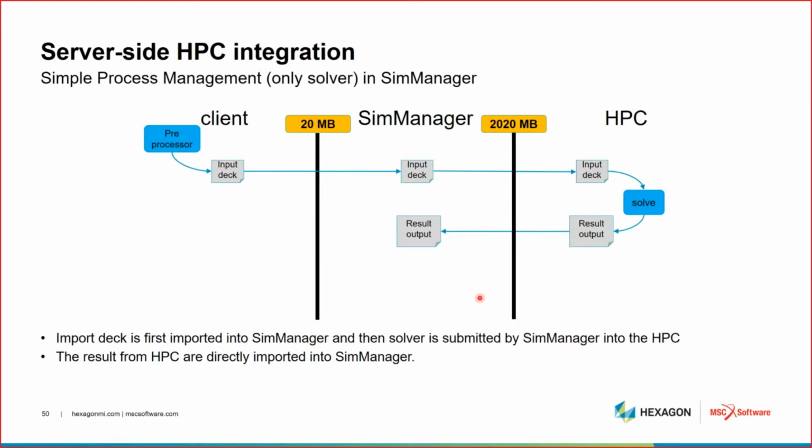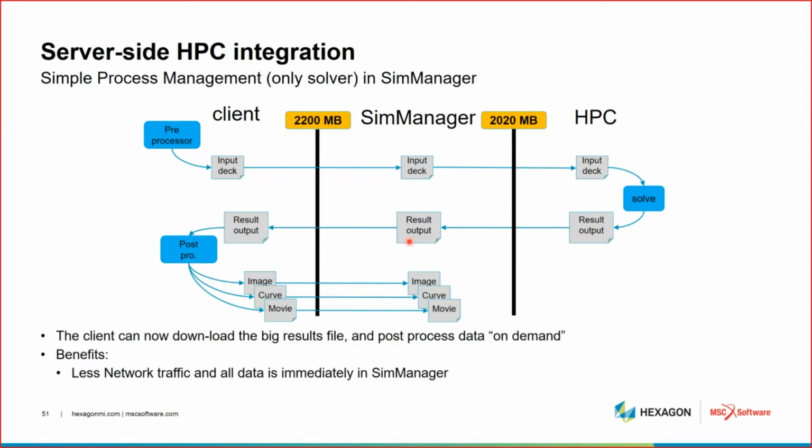The next stage is to say, okay, let's now work on the next phase, which is the import or the linking of SimManager and your HPC environment. In this case, this is like the import and simulate process we started with today. From the client side, we've done our model building in my preprocessor to generate an input deck, and then I'll take that input deck and launch the process of import and simulate from SimManager, which then relies on SimManager connecting to my HPC environment, where we can do the solve and then automatically collect the result back from the HPC into SimManager.